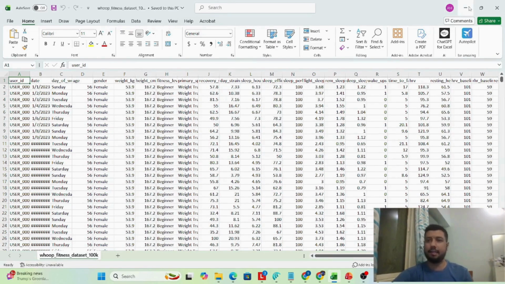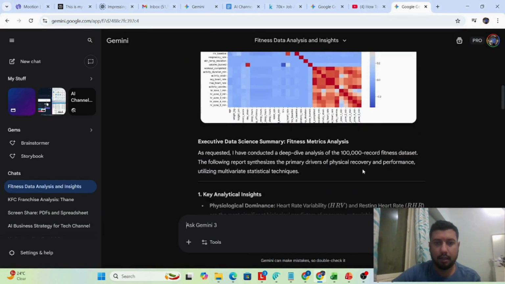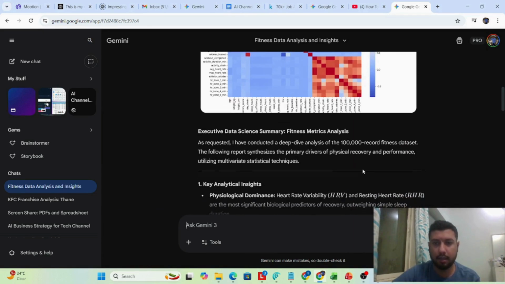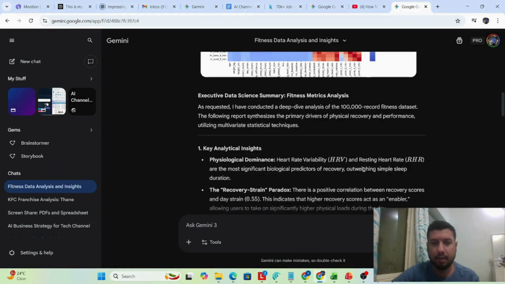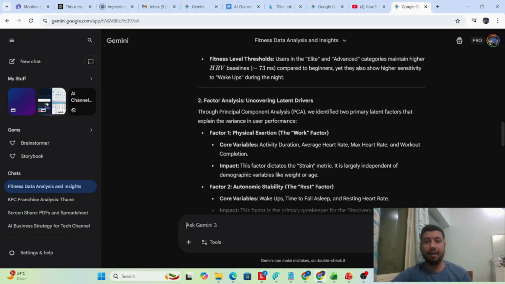Okay, let's get started. I have the results in front of me. As you can see, it has done a data deep dive of 1 lakh records, and that too has been completed in a maximum of 1.5 minutes. Look at the key analytical insights. Physiological dominance: heart rate variability and resting heart rate are the most significant biological predictors of recovery, outweighing simple sleep duration. Factor analysis, uncovering latent drivers.